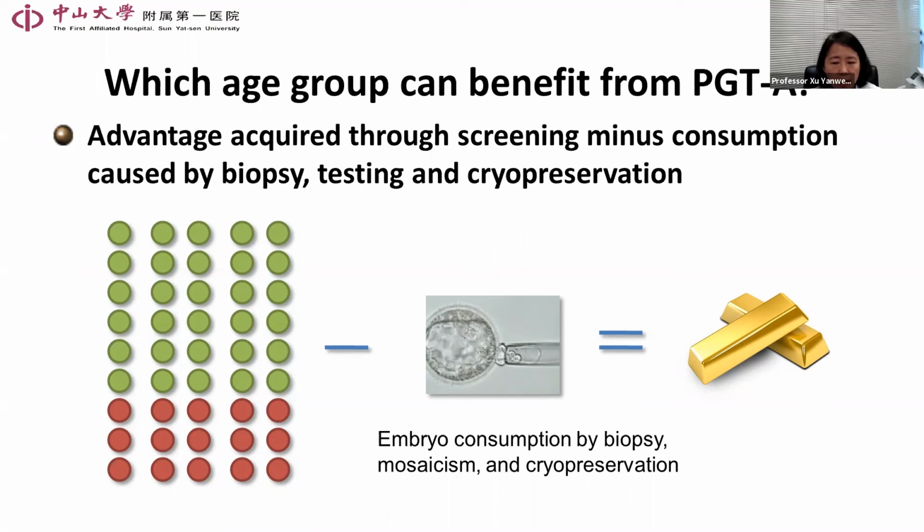And that's, in my understanding, we should do the PGT-A in the advanced maternal age group to improve the embryo implantation rate and live birth rate in the first and the second embryo transfer cycles. And for the young age group, she may not benefit from this embryo selection. That means that PGT-A should not be used for the purpose of increasing selective embryo transfer in the young age group.